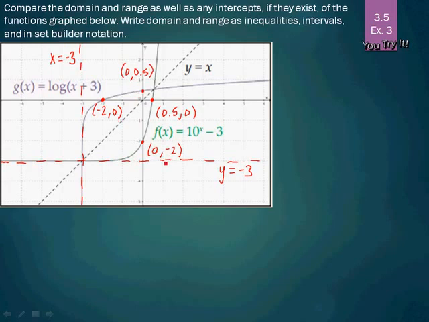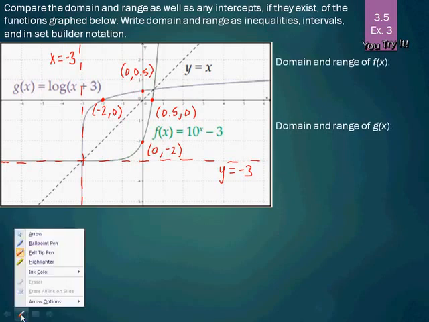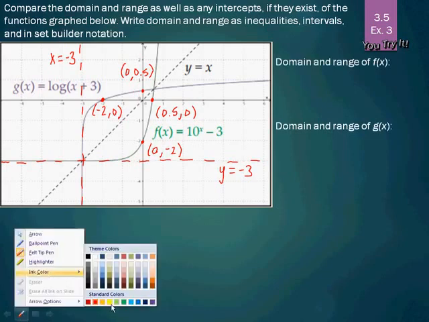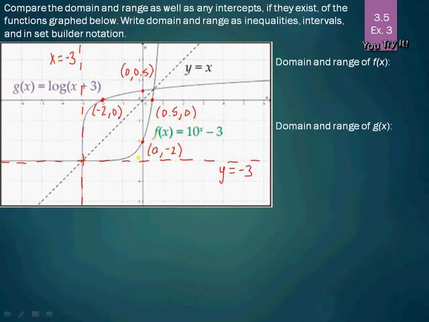Now let's go ahead and write down our domain and ranges as well. With exponentials, we have an unrestricted domain, from -infinity, it keeps going left, to +infinity, it keeps going right. We can write that in inequality form as -infinity is less than x is less than infinity. In interval notation, that'd be parentheses -infinity to +infinity. And in set builder notation, that'll be the set of x's such that x is a member of the real numbers, since it's all real numbers.